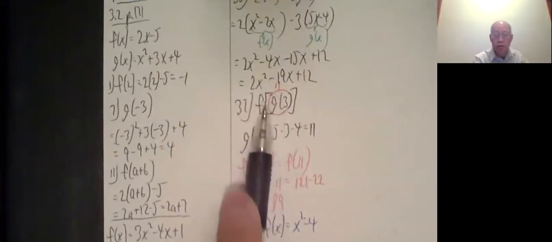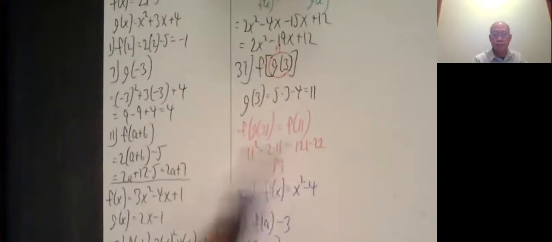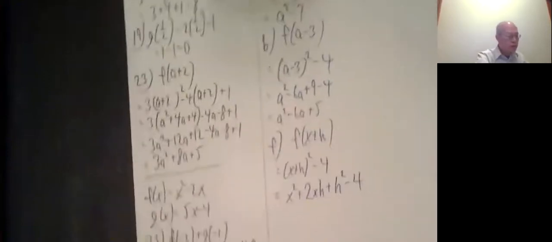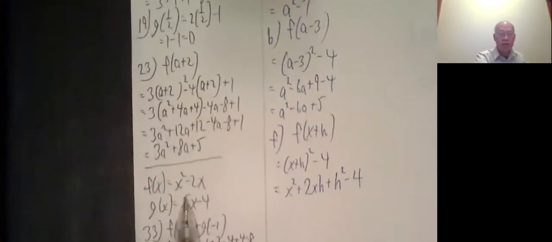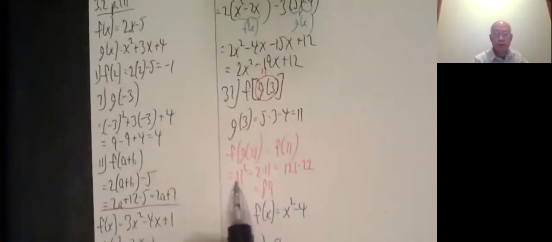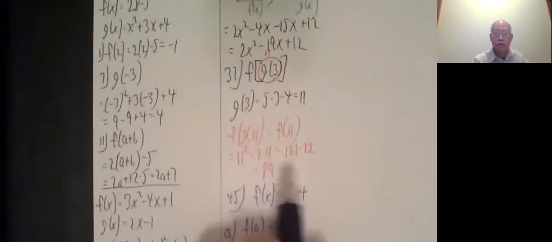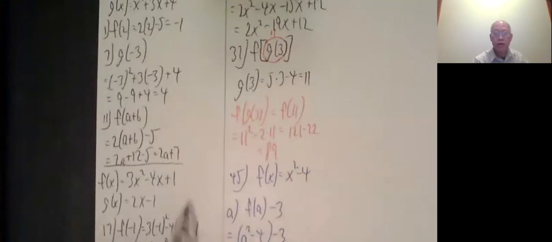That says 11 there. So now I'm doing f of 11. So 11 now goes into the f function. 11 squared minus 2 times 11. So 11 squared minus 2 times 11. 121 minus 22, 89.